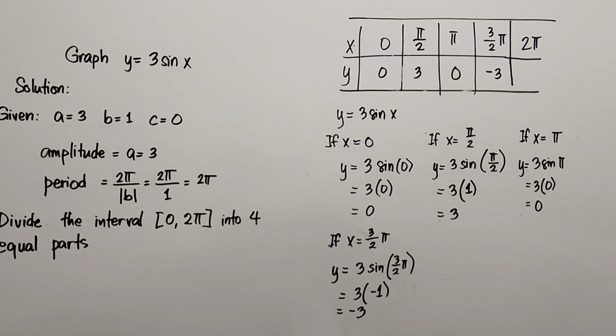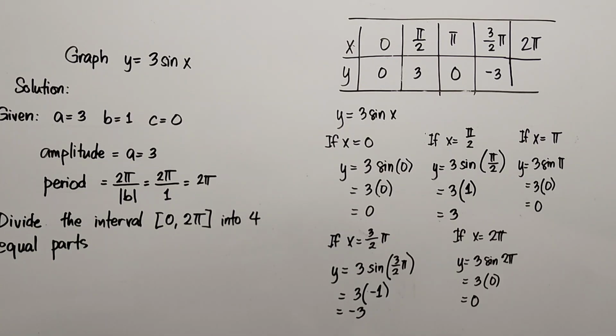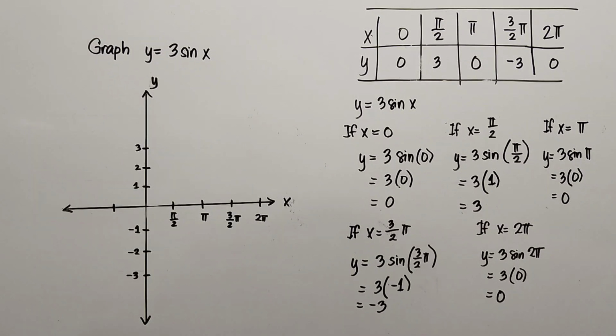And lastly, the 2 pi. The coordinate of our 2 pi is 1, 0. So the sine is 0, the y coordinate. So you have 3 times 0 is 0. After completing the table, we can now graph this function.